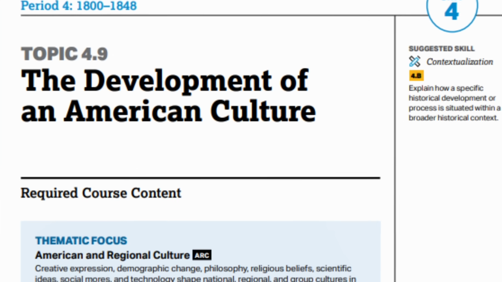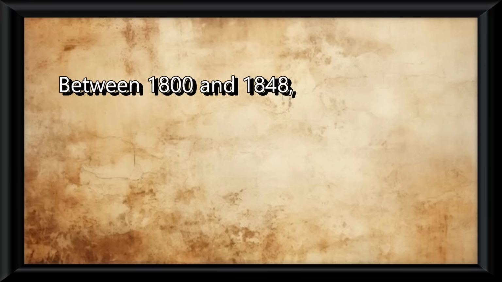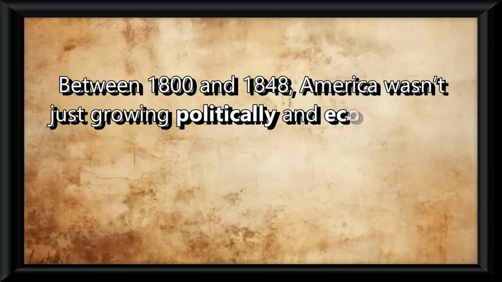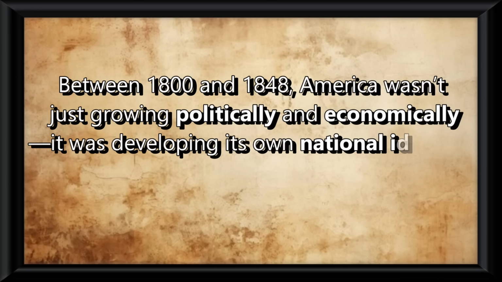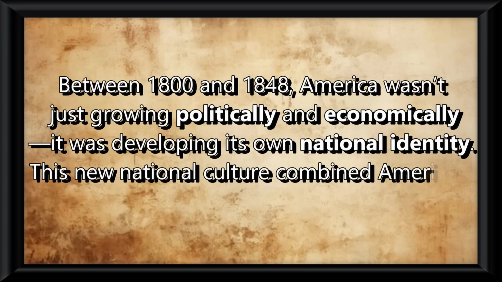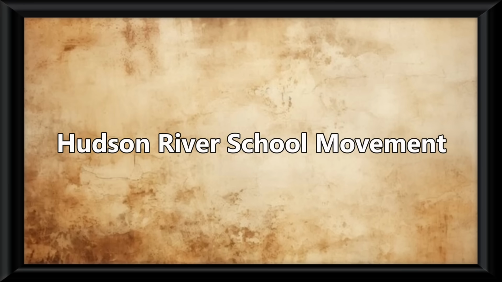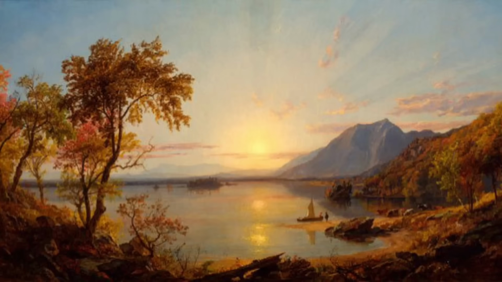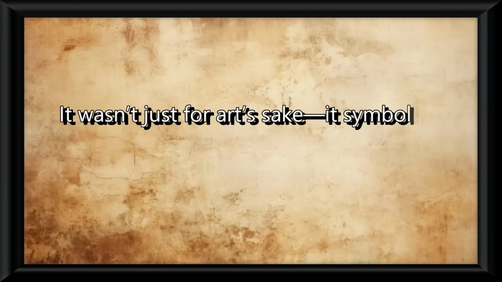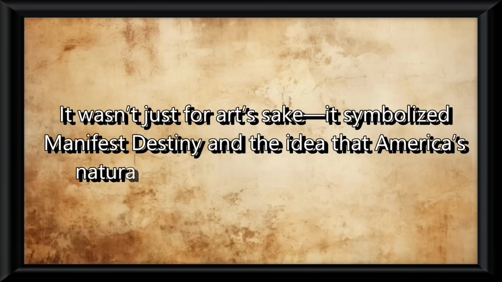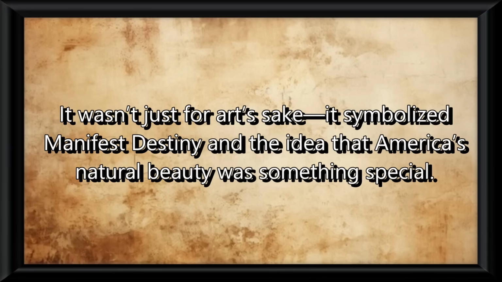Topic 4.9 talks about the development of a new American culture. Between 1800 and 1848, America wasn't just growing politically or economically, it was developing its own national identity. This new national culture combined American, European, and regional influences. In art, you had movements like the Hudson River School, which painted breathtaking landscapes of the American frontier. It wasn't just for art's sake, it symbolized manifest destiny and the idea that American natural beauty was something special.